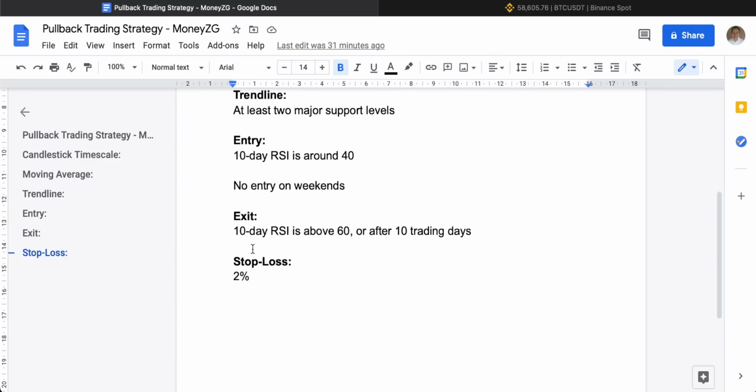If you are looking for a buy and hold strategy and just looking for an entry point, this stop loss maybe can just not be there at all. You don't need a stop loss if you're buy and hold, but I would say 2% for this strategy is good.